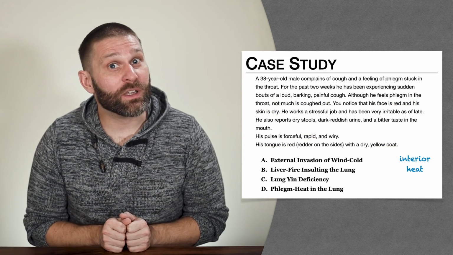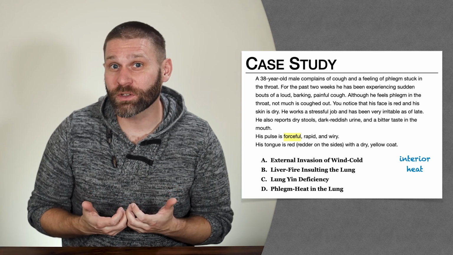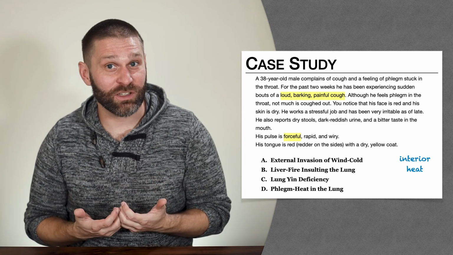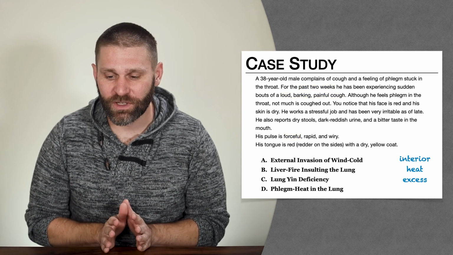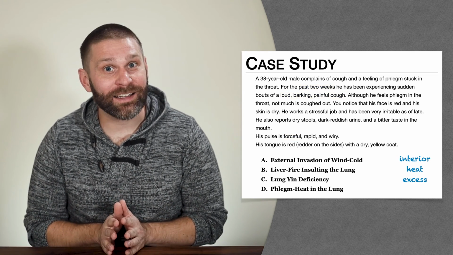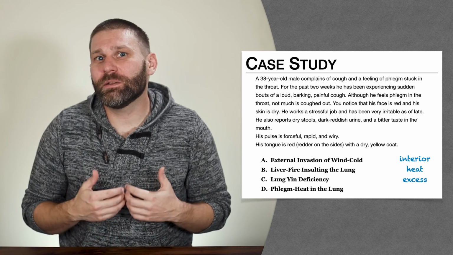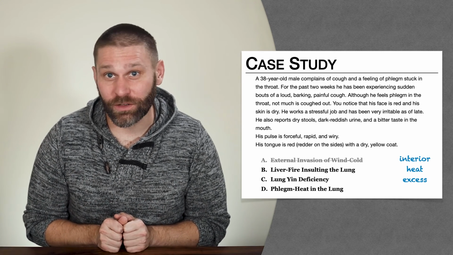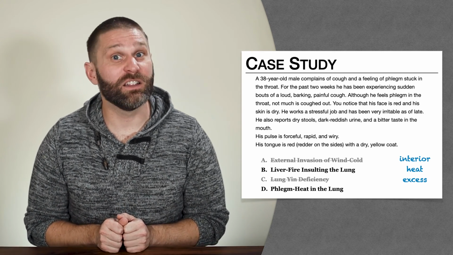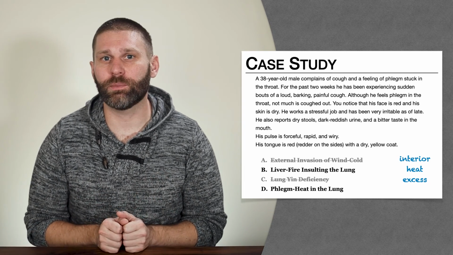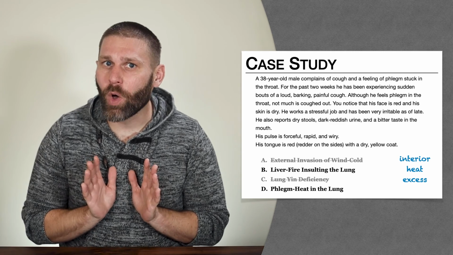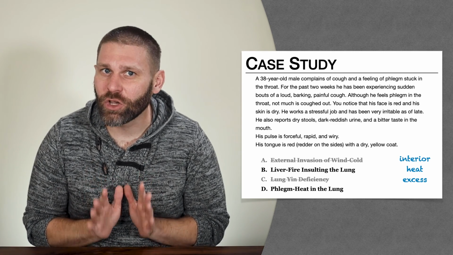Is it excess or is it deficiency? Well, the pulse is forceful, the cough is loud, the condition is acute. So this is probably an excess pattern. So we're dealing with internal excess heat. That means we can immediately cross out the external invasion of wind cold and lung yin deficiency because those don't match in terms of the 8 principles. So this doesn't get us all the way there, but it gets us close.